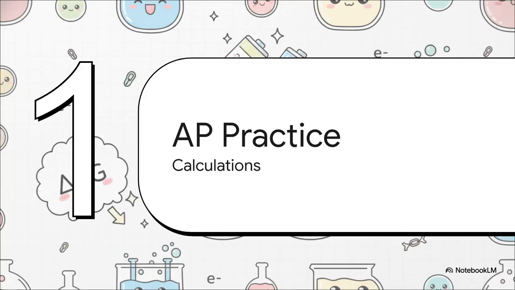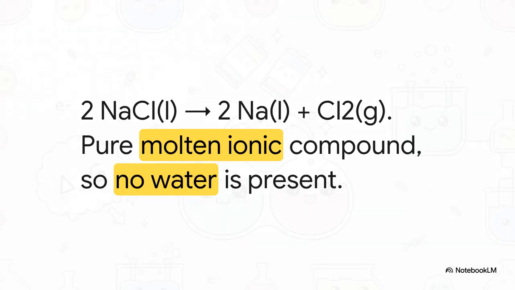All right, final section, Section 6, AP Practice Calculations. Let's put all the pieces together into an actual AP-style practice problem. Take a look at this overall reaction. In this specific electrolytic cell, we're using an electrical current to force pure liquid sodium chloride to separate out into liquid sodium and chlorine gas.